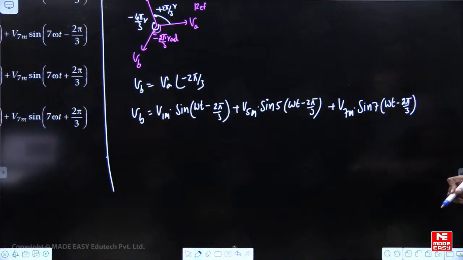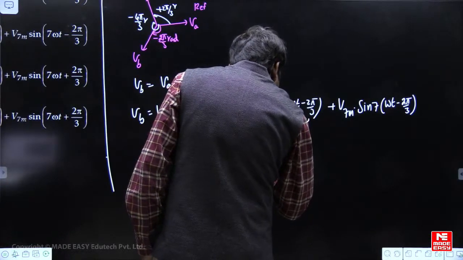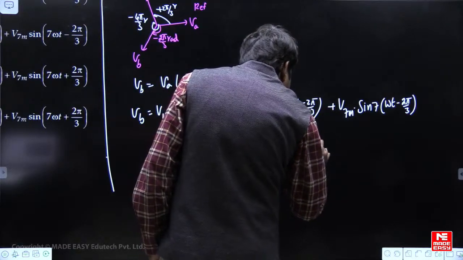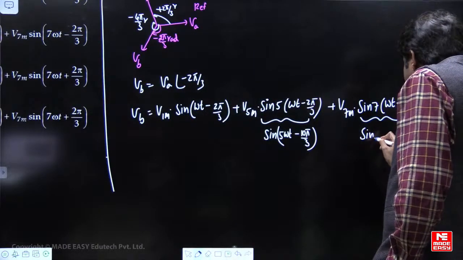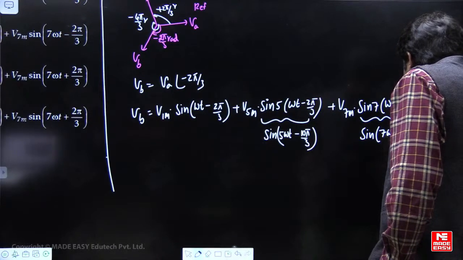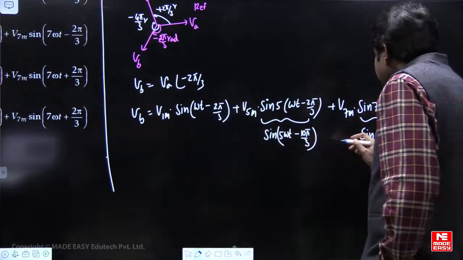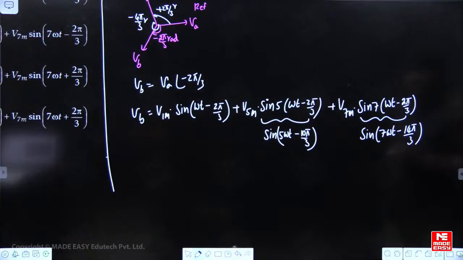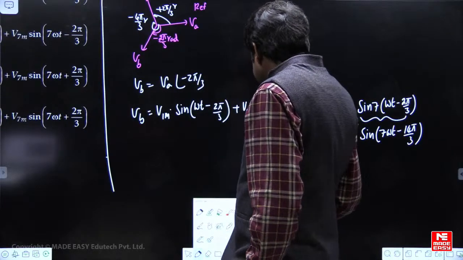Okay, let us simplify this value. I can rewrite this as sine of 5 into omega t minus 10 pi by 3. I can rewrite the other as sine of 7 into omega t minus 7 into 2, 14 pi by 3. Now how can you write 10 pi by 3? You can write it like this.